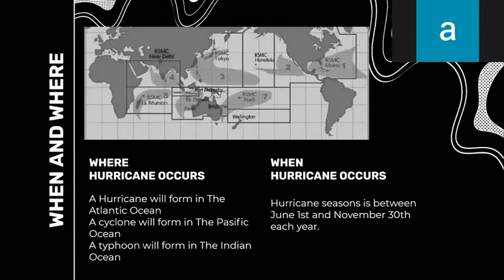And where hurricanes occur: a hurricane will form in the Atlantic Ocean, a cyclone will form in the Pacific Ocean, and a typhoon will form in the Indian Ocean. Hurricane season is between June 1st and November 30 each year.